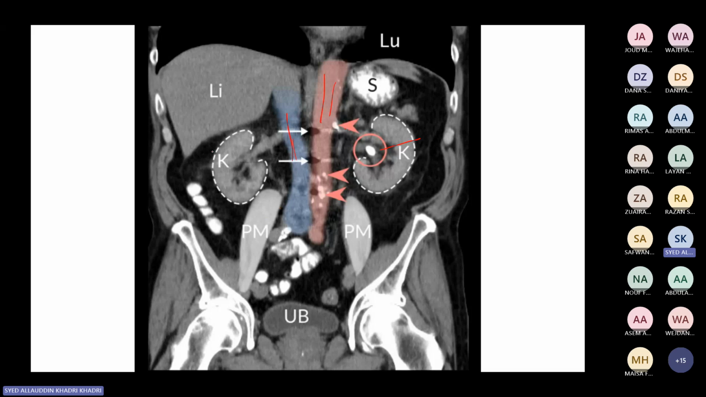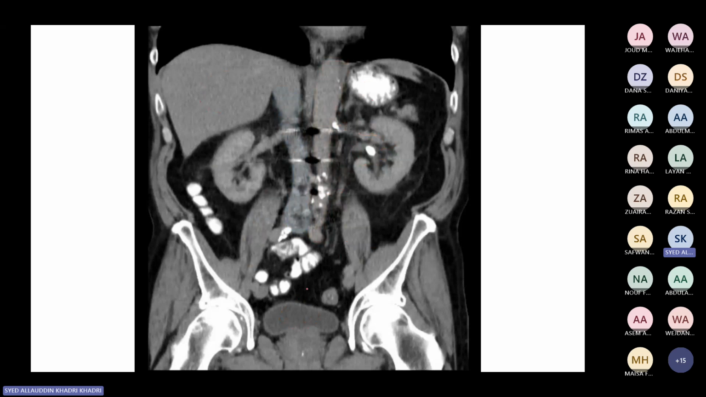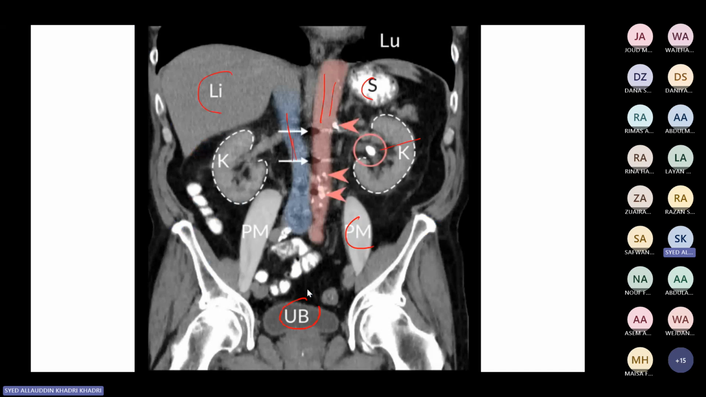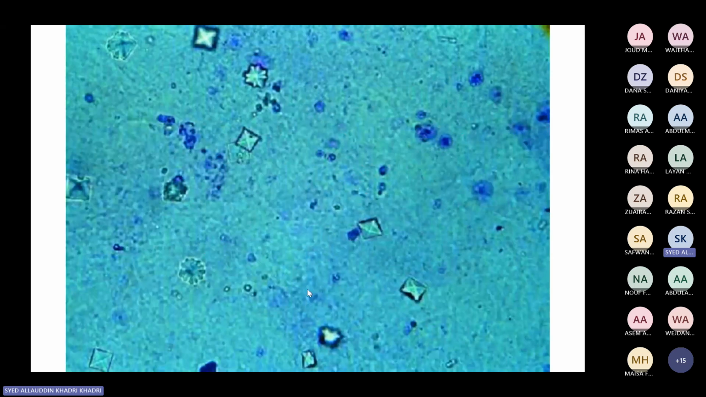So you can see over here the kidney, dashed lines, and the liver you can see, the stomach you can see over here. This PM is the psoas major muscle, okay, and this is basically the urinary bladder. So this is a non-obstructive renal calculus, okay.